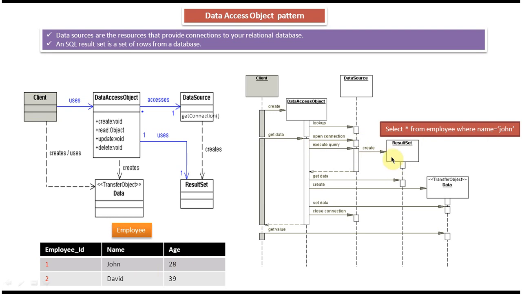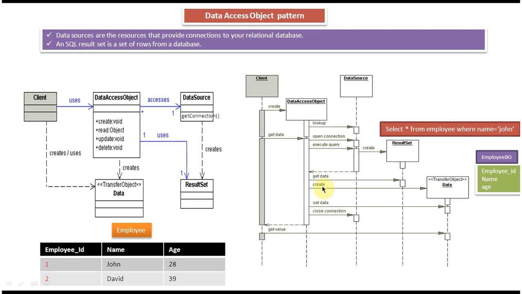Once we get the result set, the next step is to create the transfer object. Transfer object is nothing but a BO which contains employee ID, name and age, and also getter and setter methods for those fields, and these fields should be private variables. So this is the employee BO. We have to create this transfer object, get values from the result set, and assign them to this transfer object.